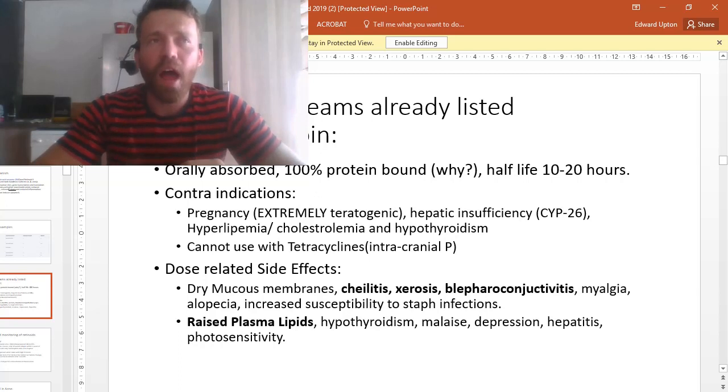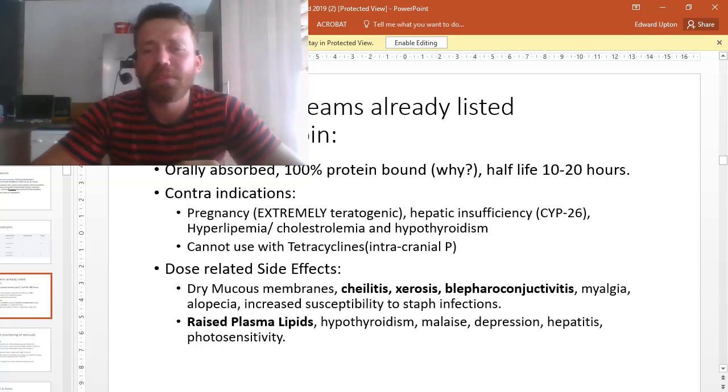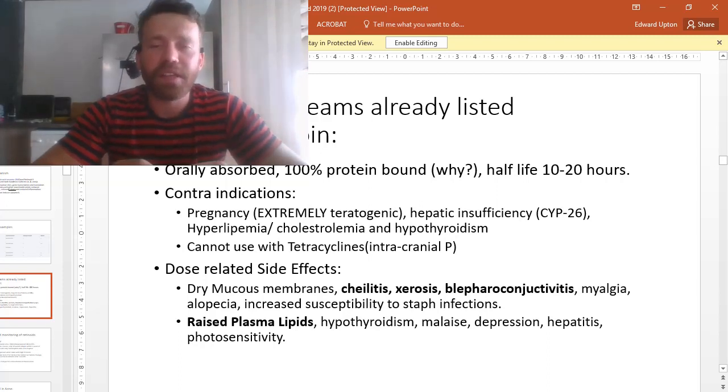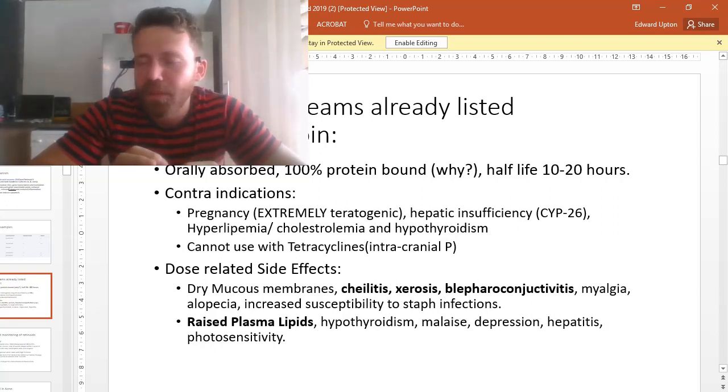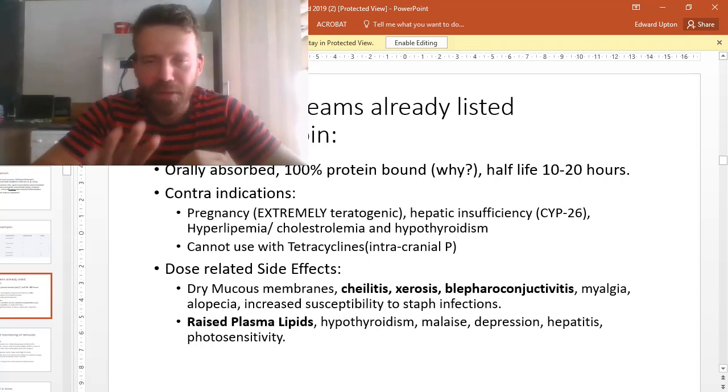And then hypothyroidism. So hypothyroidism refers to a decreased amount of thyroid hormone in your bloodstream. If you have a decreased amount of thyroid hormone in your bloodstream, this isotretinoin could worsen that. And if you do actually worsen it, there's a certain disease, I just can't remember the name now, that might actually happen. But just know, hypothyroidism is a contraindication for the use of isotretinoin.